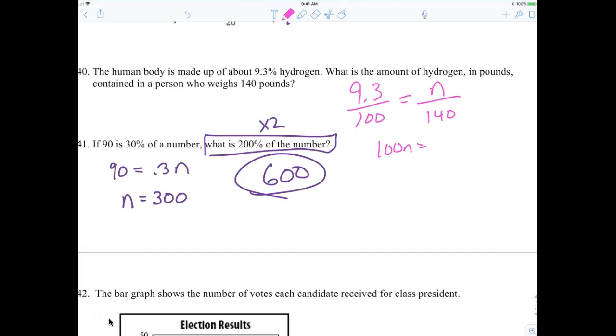13.03. Oh wait, I just did. I know. So it'd be a 1302, right? And then we divide by 100, so n is equal to what? 13.02 what, though? 13.02 pounds.